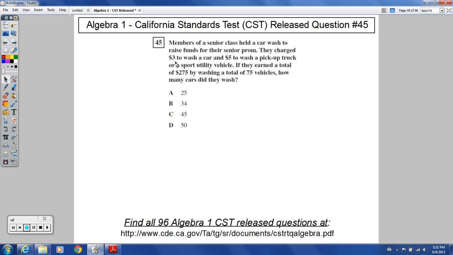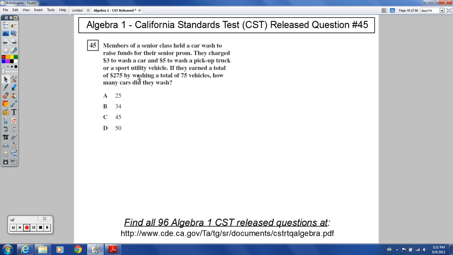I think they could have got more than that, $3, but hey, so be it. They're being kind, I guess. And $5 to wash a pickup truck or sport utility vehicle. If they earned a total of $275 by washing a total of 75 vehicles, how many cars did they wash?